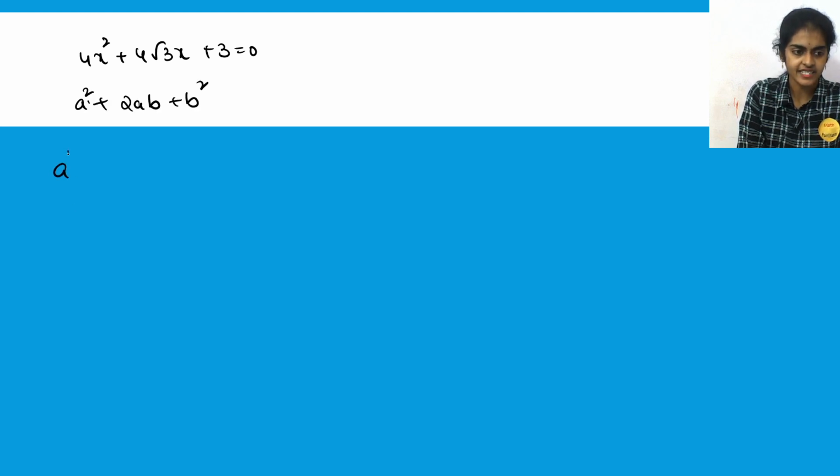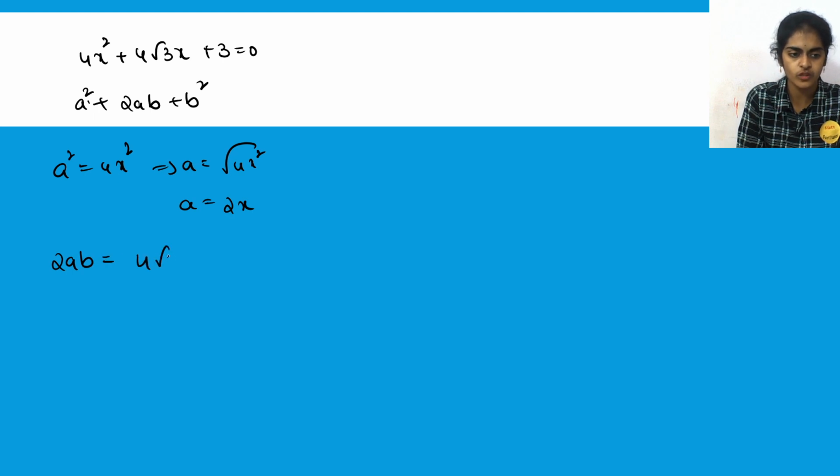And let's proceed to the next question. We have 4x square plus 4 root 3x plus 3 equal to 0. Comparing it with a square plus 2ab plus b square. My a square value is 4x square, which means my a value is root over 4x square, or I can write a is nothing but 2x. And 2ab is 4 root 3x. 2 into a is 2x into b is 4 root 3x.